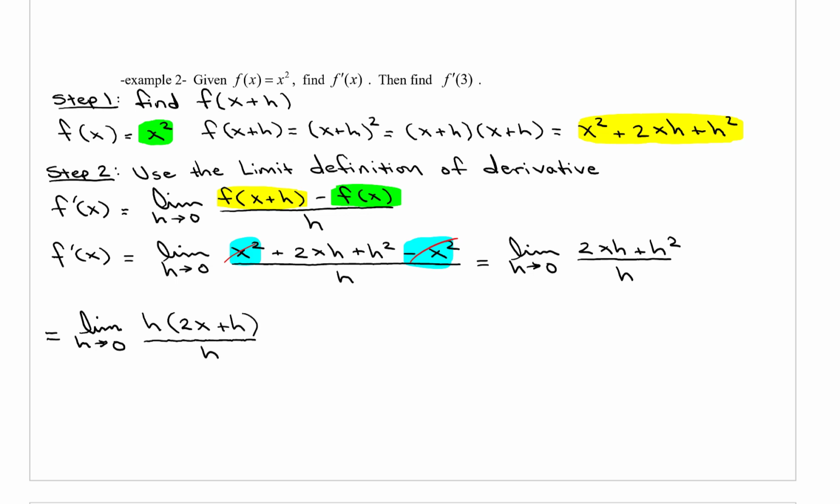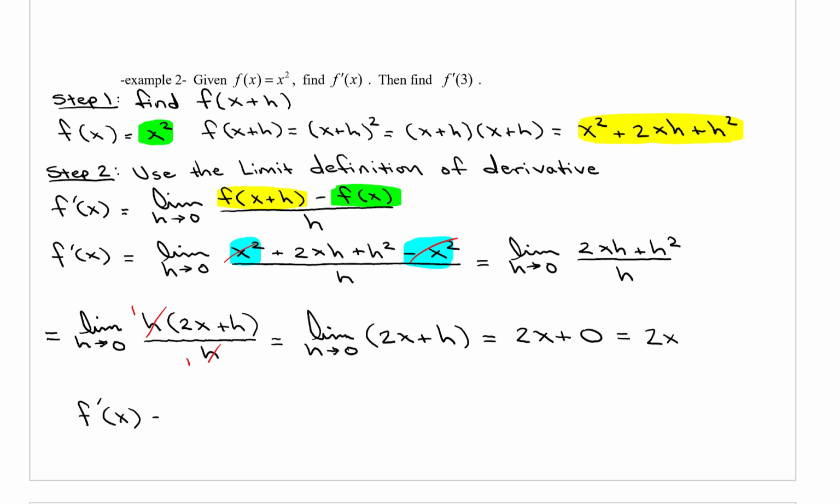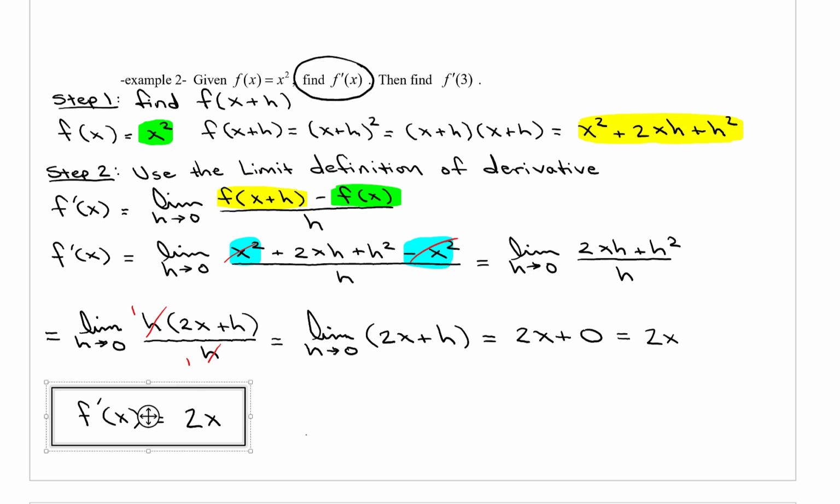I can divide out the h's, so I'll be left with factors of 1 in their place. And then this will be equal to the limit as h approaches 0 of the quantity 2x plus h. I can now do direct substitution. So this is going to be equal to 2x plus 0, which is equal to 2x. So f prime of x, or the derivative of f of x, is equal to 2x. So I found the first part of what I was being asked to find, so I'm going to box that in for my first answer.